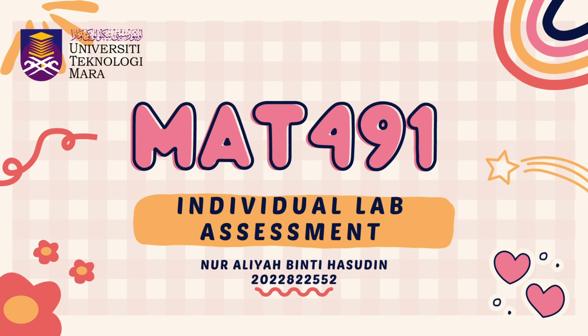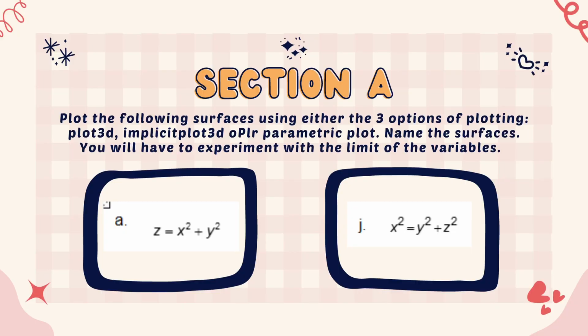My student ID is 2022822552. So today I would like to discuss lab assignment Calculus 3 MAT491. For the first question, section A: Plot the following surface using either the three options of plotting, which are plot3d, implicitplot3d, or parametric plot. Name the surface. You will have to experiment with the limit of the variable.